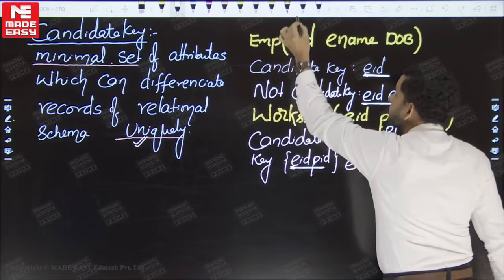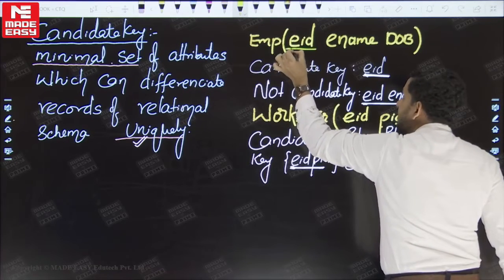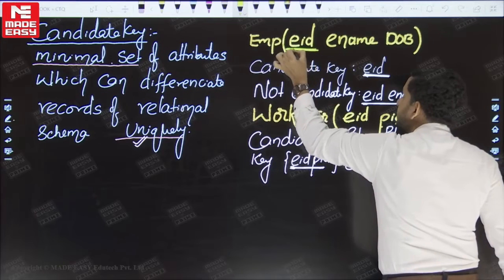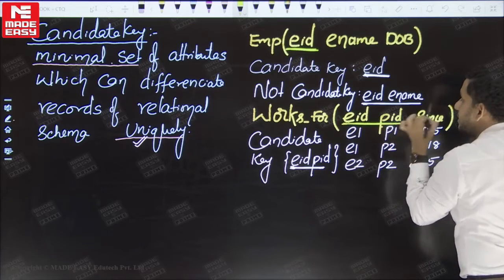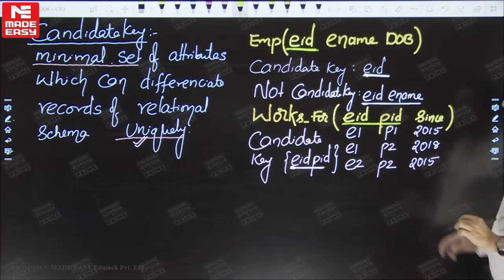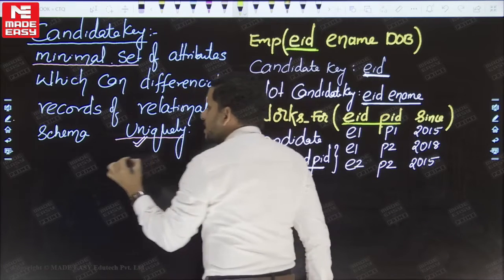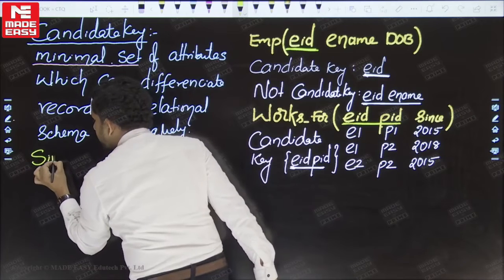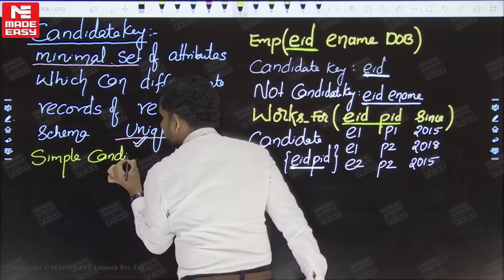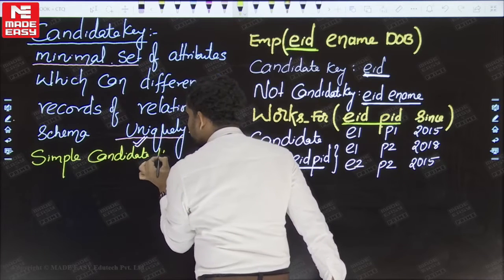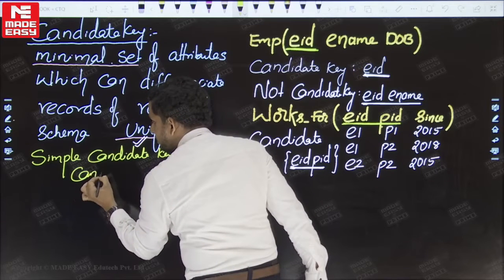Generally we represent the candidate key field of the relational schema with an underline. For this first example, only one attribute, EID, is a candidate key. For the second example, EID and PID combinedly form the candidate key. If only a single attribute forms the key, such a candidate key is called a simple candidate key. Simple candidate key means candidate key with only one attribute.